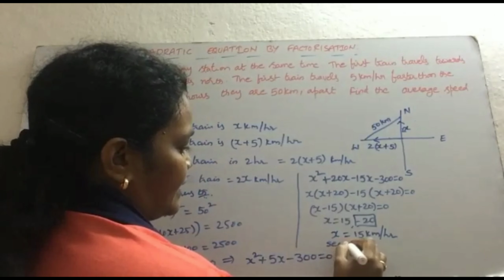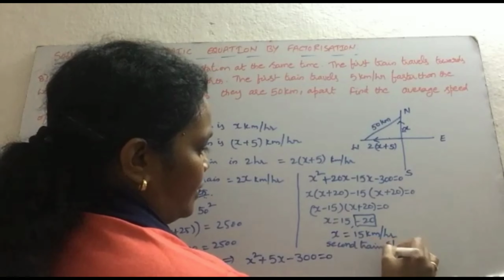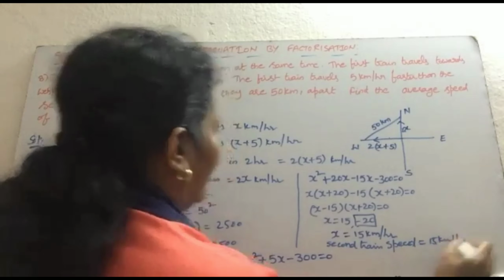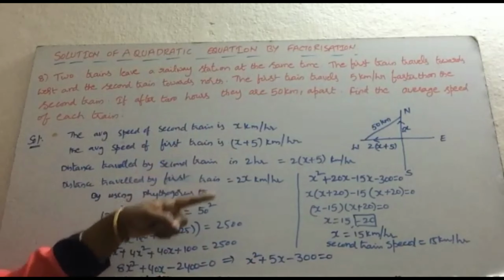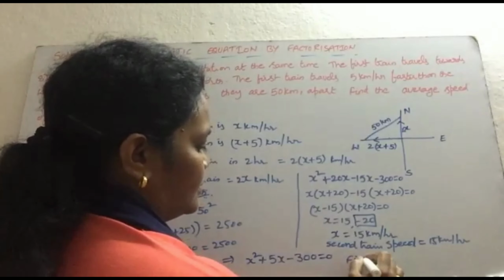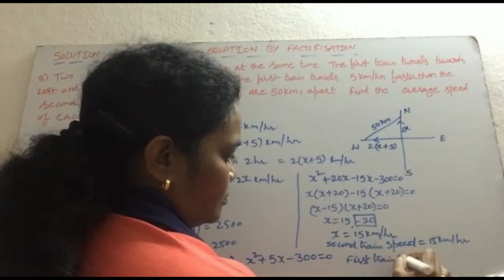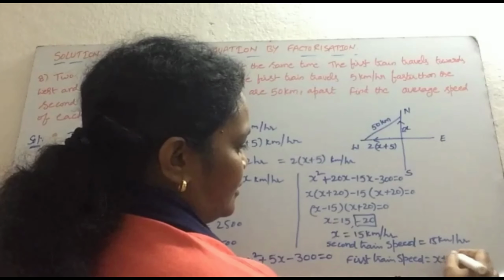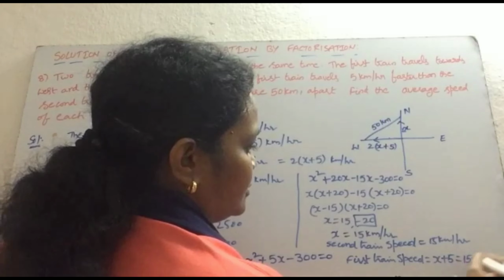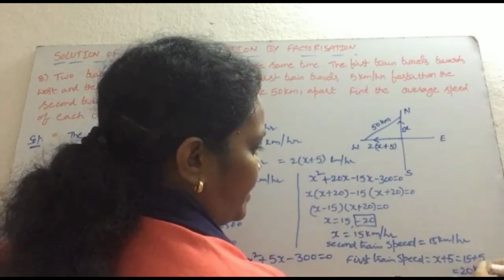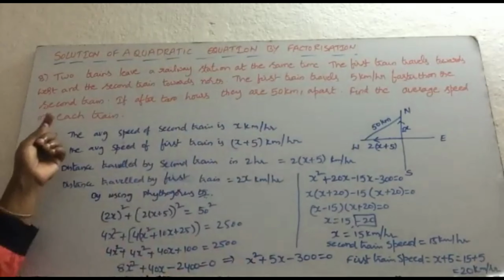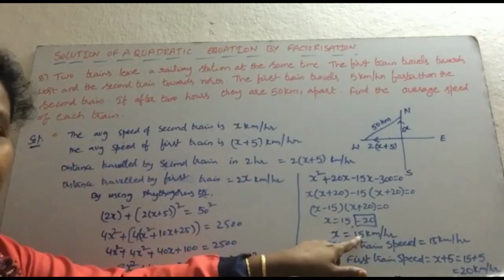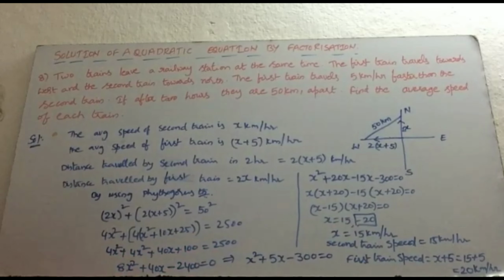So second train speed equal to 15 kilometer per hour. And the first train speed is equal to x plus 5 kilometers per hour. That means 15 plus 5, that is equal to 20 kilometer per hour. So the speed of the first train is 20 kilometer per hour and the speed of the second train is 15 kilometer per hour. Next problem.